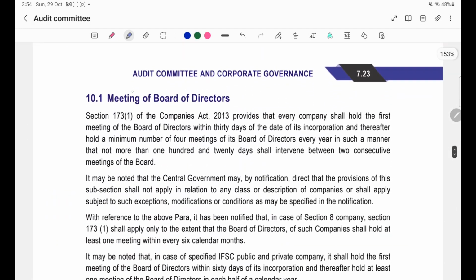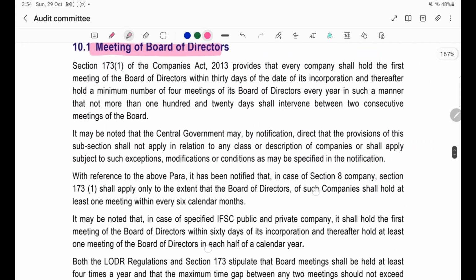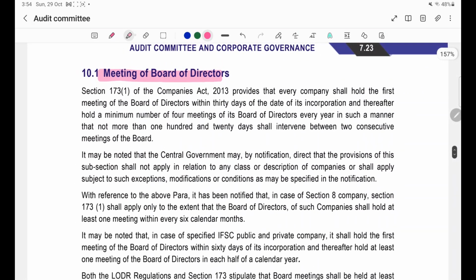Now again we come to the next topic, that is meeting of board of directors. So obviously in this the criteria will be given in respect of board of directors meetings. This is again same as paper 4 law.